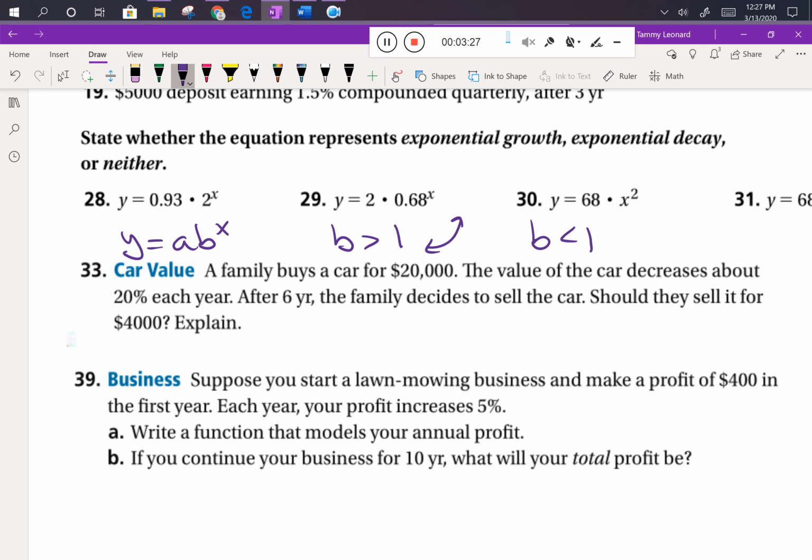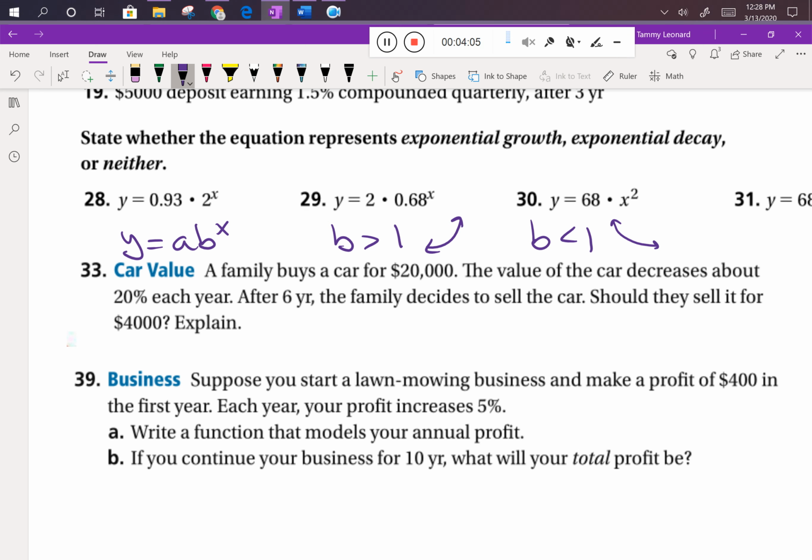When b is bigger than 1, the graph goes like that. When b is less than 1, what does the graph do? Yeah, it goes like this, right? Okay. So we read graphs from left to right just like we read words from left to right. So if I'm reading the first graph from left to right, would you say it's increasing or decreasing as I read from left to right?